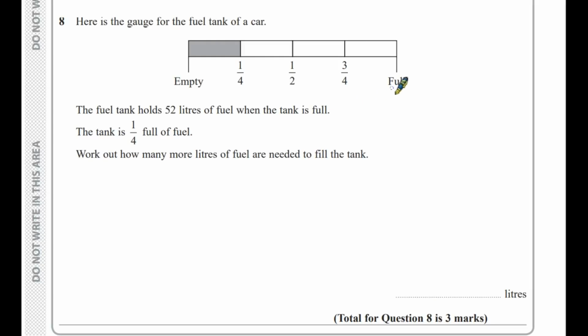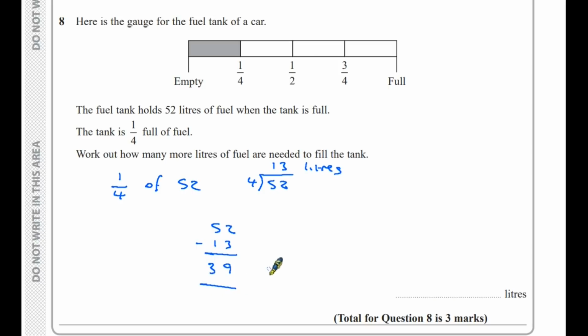Well, first of all, if it holds 52 and it is a quarter full, the first thing we need to do is find out what is 1/4 of 52. So that is 52 divided by 4. Therefore, there are 13 litres of fuel in the tank at the moment. We need to know how many more litres are needed to fill the tank. Well, if it holds 52 at the moment and there are already 13 in there, then we need an extra 39 litres in order to fill it.